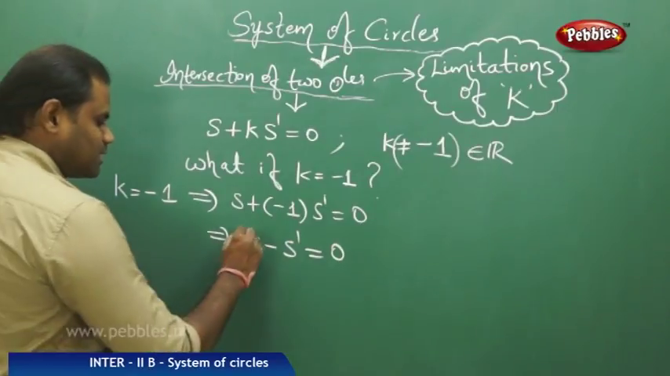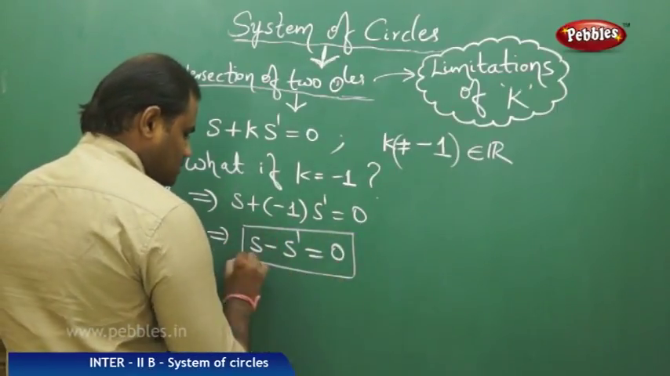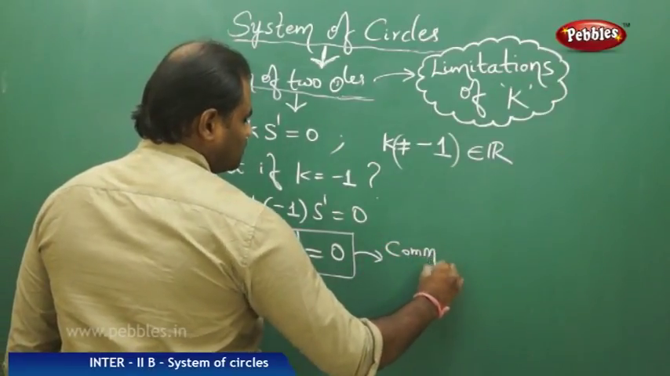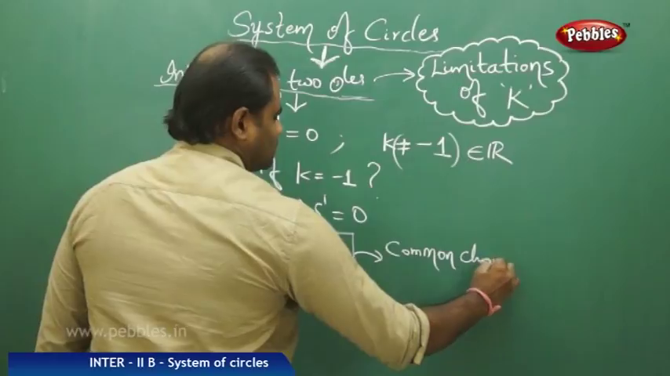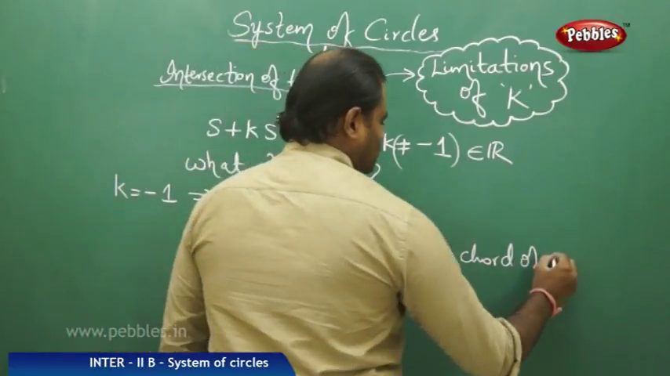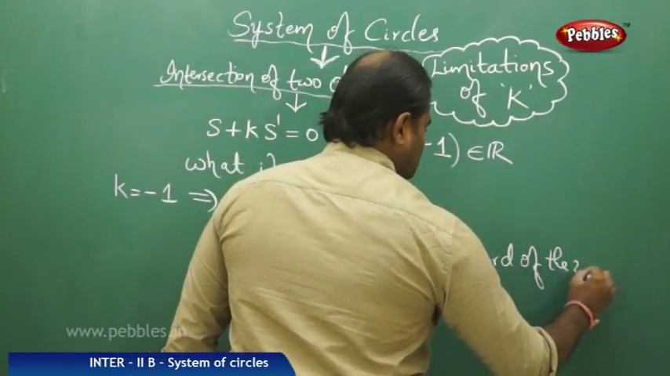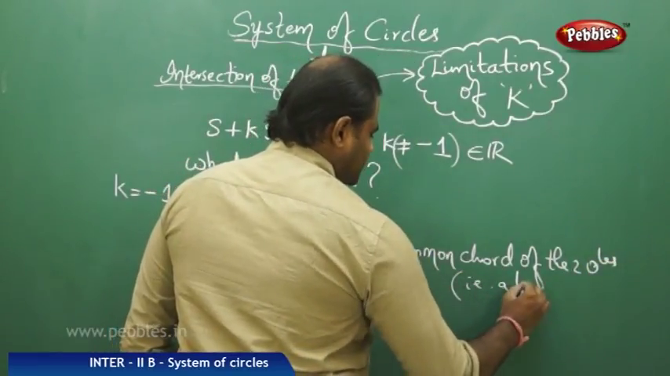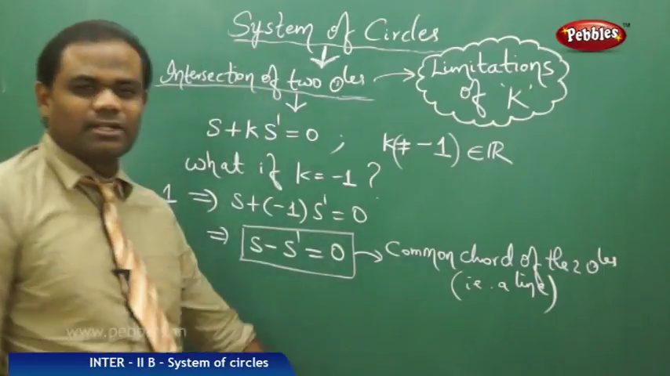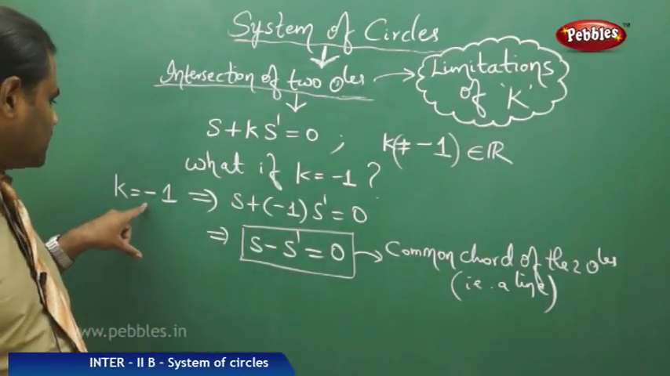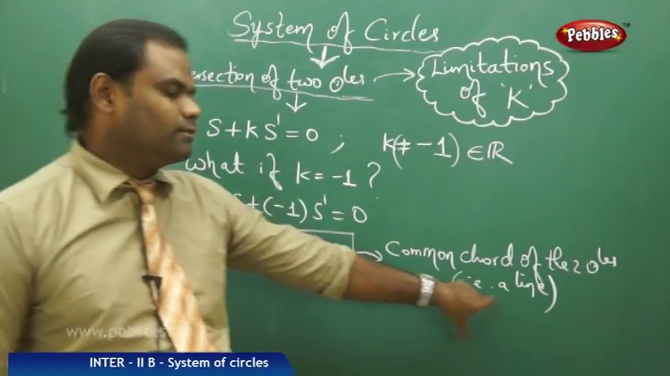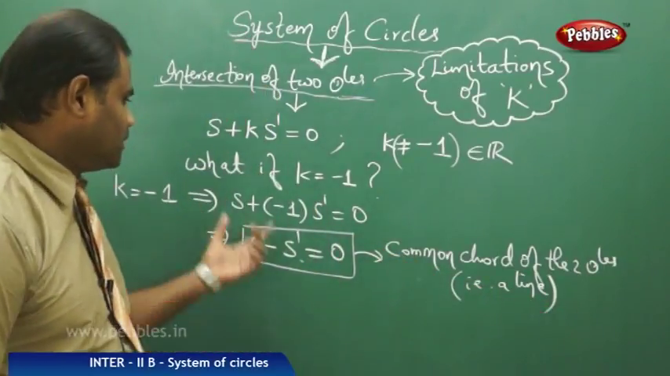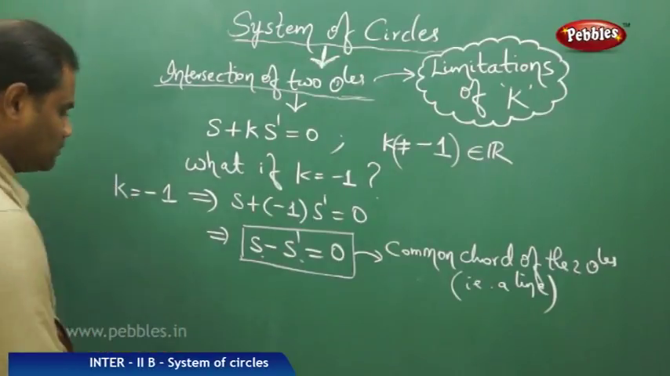But S minus S' is already known to be the common chord of the two circles, that is a line. A common chord is a line. Therefore, for k equal to minus 1, we get a common chord which is a line. But we want the system of circles. Therefore, we have k not equal to minus 1.